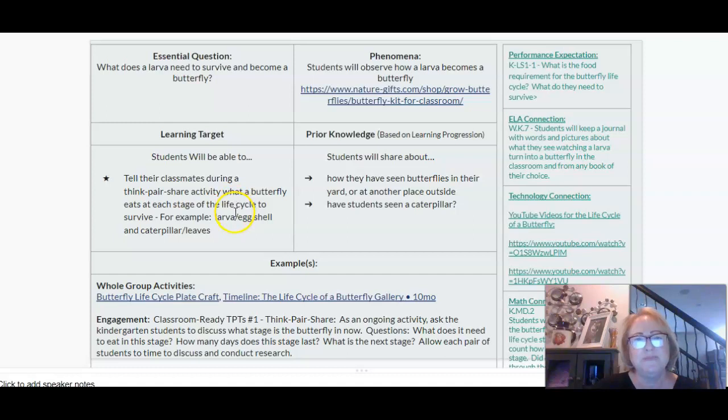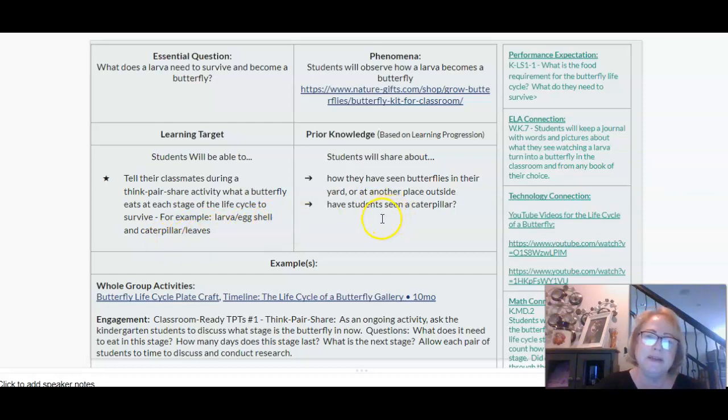The essential question is, what does a larva need to survive and become a butterfly? And the phenomena that the students will observe is a butterfly kit for the classroom, and they will be able to watch various stages of the butterfly life cycle. Learning target would be students will be able to tell their classmates during a think, pair, share activity what a butterfly eats at each stage of the life cycle to survive. For example, the larva eats its eggshell, and caterpillars leaves.